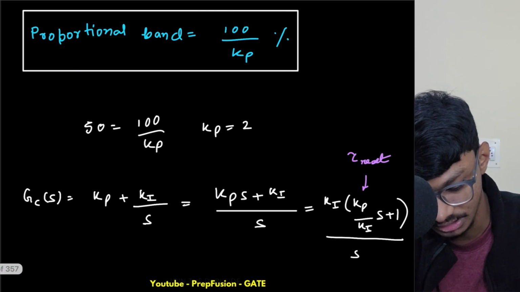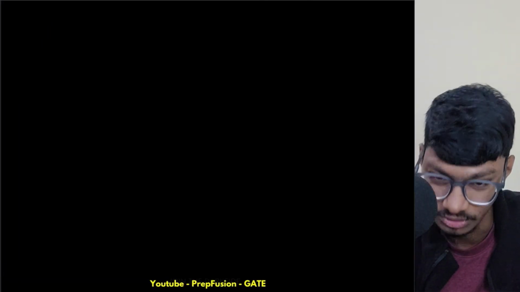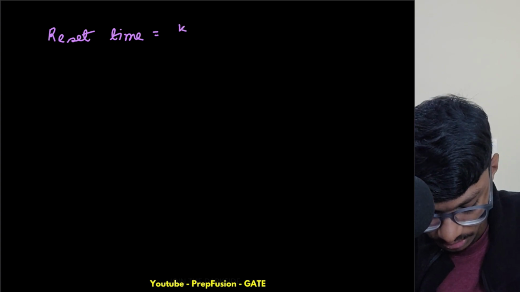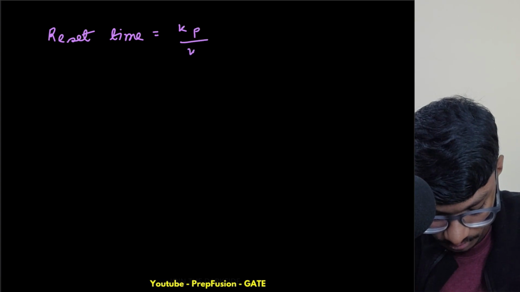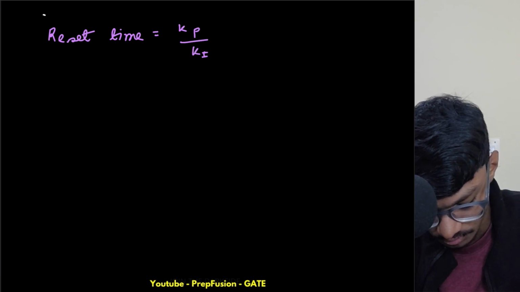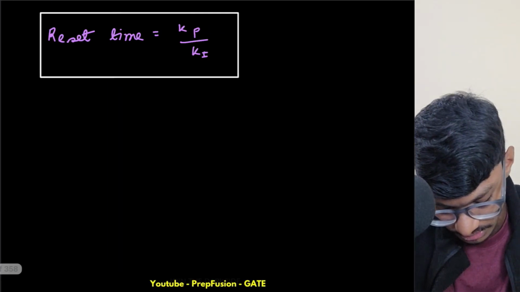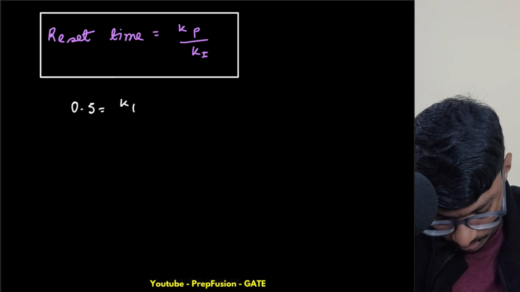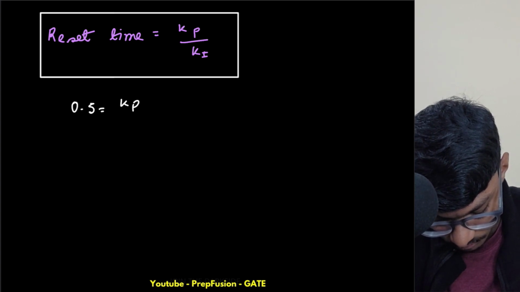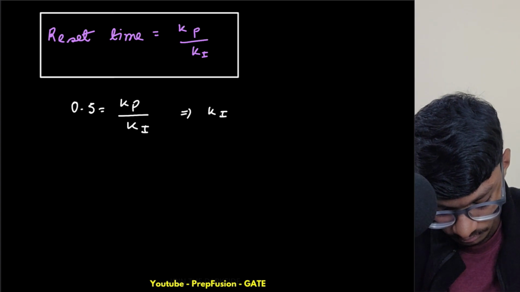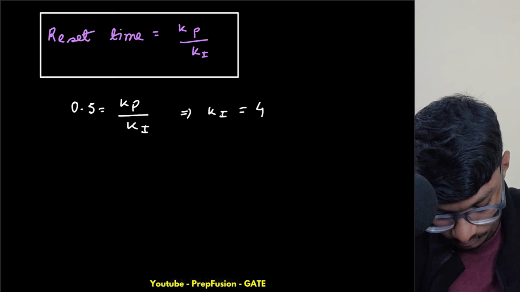So basically my reset time, or the time constant, they can say reset time, equals kp upon ki, which equals, in our case, 0.5 seconds. So from here you will get the relation of both kp and ki. So reset time is 0.5 seconds. So in our case 0.5 equals kp upon ki. So kp is 2, so ki equals 4. Okay, so ki is 4.